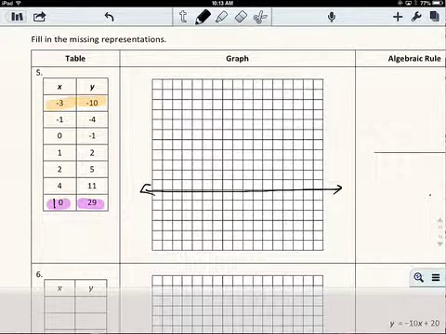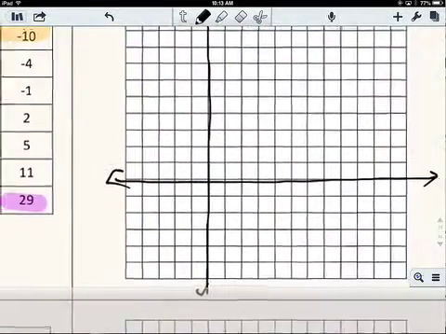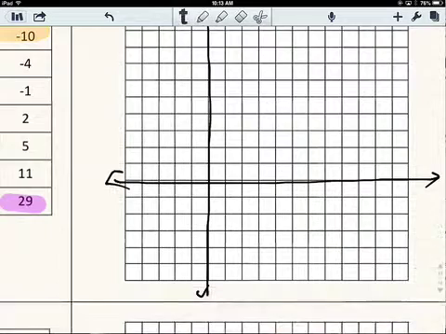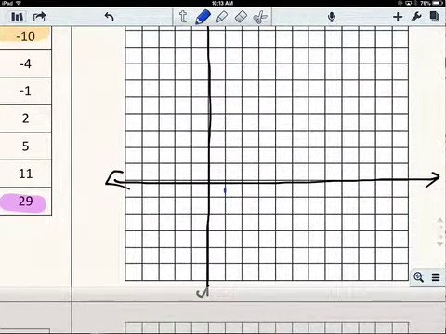I'm choosing to put my axes around here for the reason that I have to do more positive stuff than negatives. So 29 is bigger than, or farther away from 0 than -10, and 10 is farther away from 0 than -3, so I don't need as much room. So I'm going to go ahead and label, and I'll label in a different color. My x's, I think I can just count by 1.